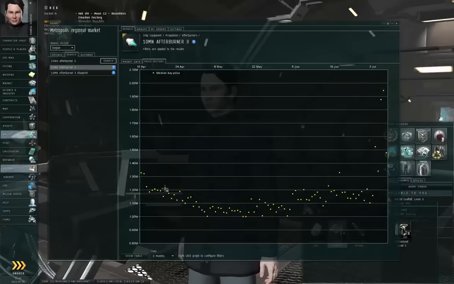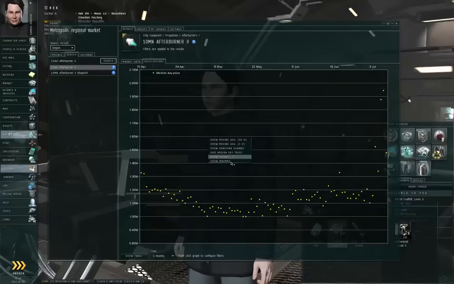The median price is the price in the middle, meaning that half of the afterburners that were sold on that day were more expensive than the median, half of the afterburners were less expensive than the median. So that's the median. When most people talk about an average without being more specific, they usually are talking about the mean average. That's not what this is. This is the median average. So this is the median average price for that item on each day.